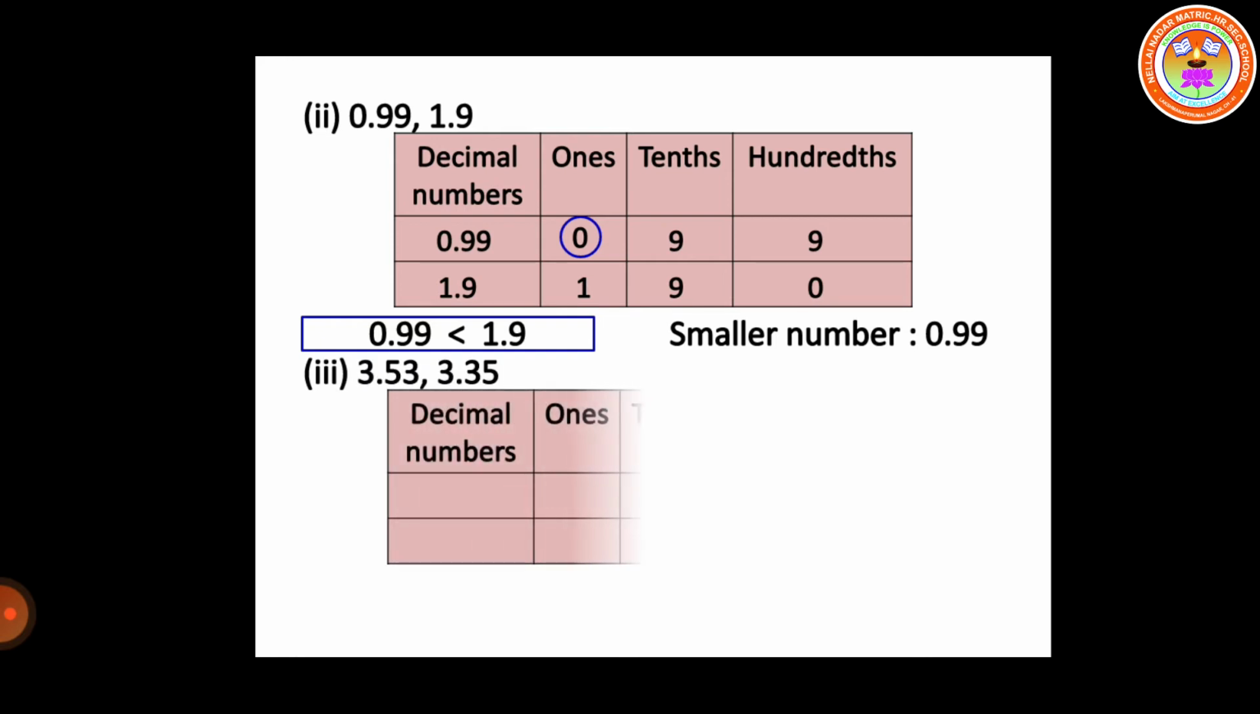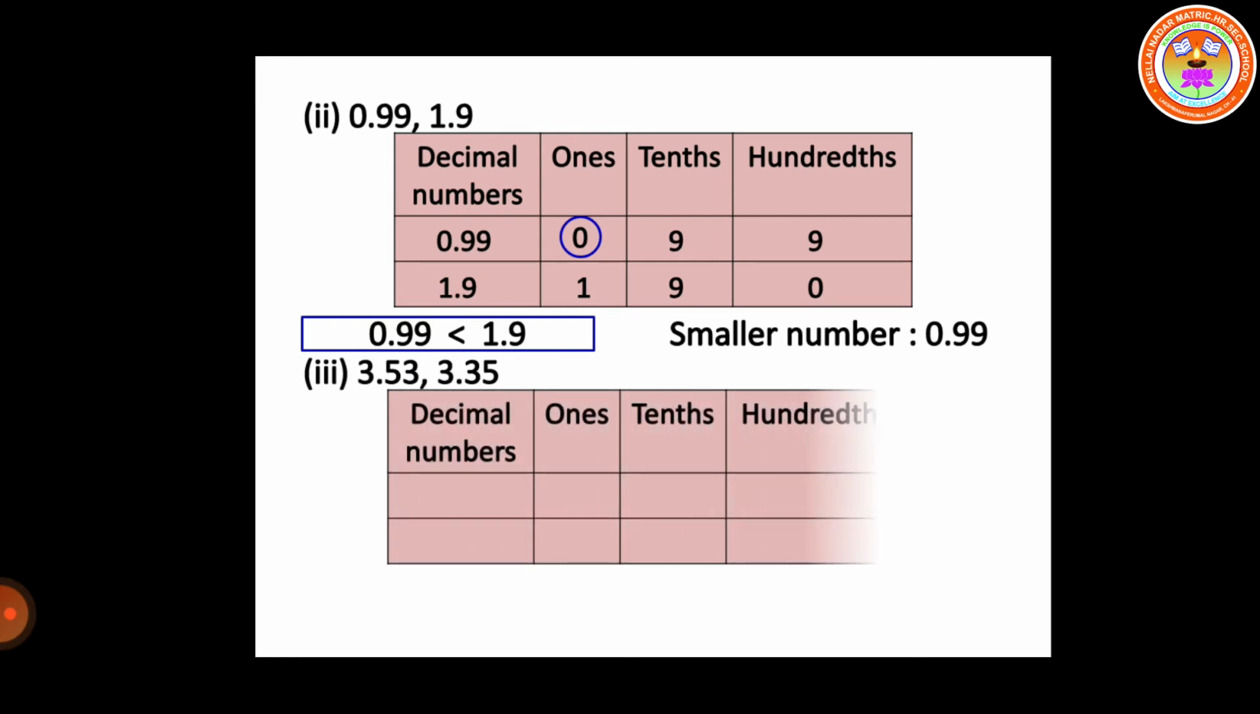3.53 and 3.35. The place value table. We can place the values. First one 3.53. Second one 3.35. So ones place values. In both numbers before the decimal they are 3. Tenths place value after the decimal. In the first number 5. Second number 3. Hundredths place values. In the first number 3. Second number 5.